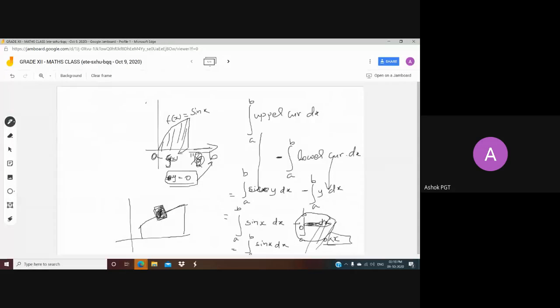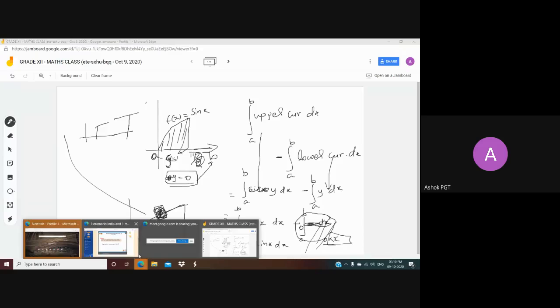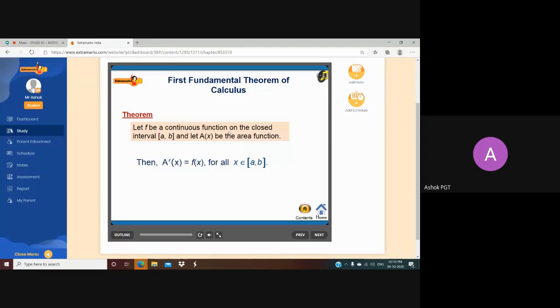Students, are you clear what I am saying? So we cannot calculate the area under the curve in case the curve is not continuous on one side. That's why they say that f of x must be a continuous function on the closed interval a and b, because a and b act as a boundary, hence a and b must be included. That's why they say that it is the closed interval a comma b. Students, are you clear? Yes, sir.